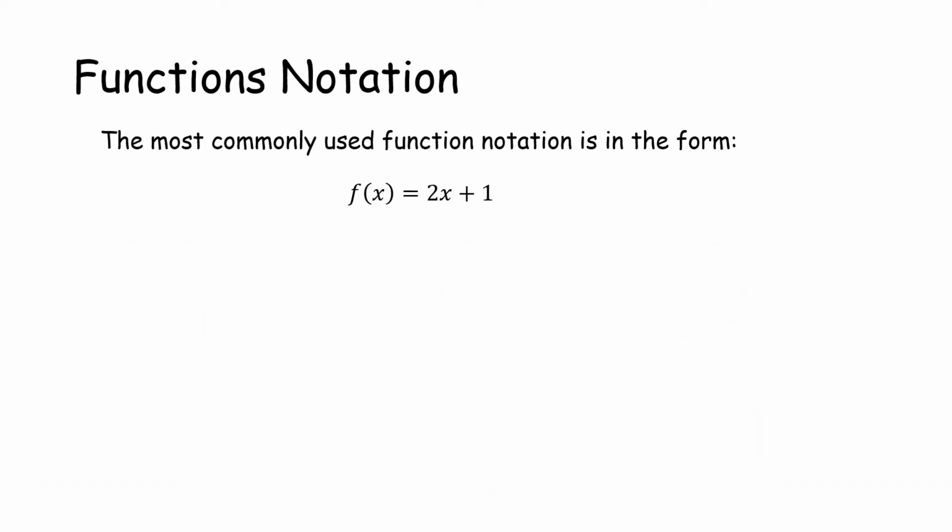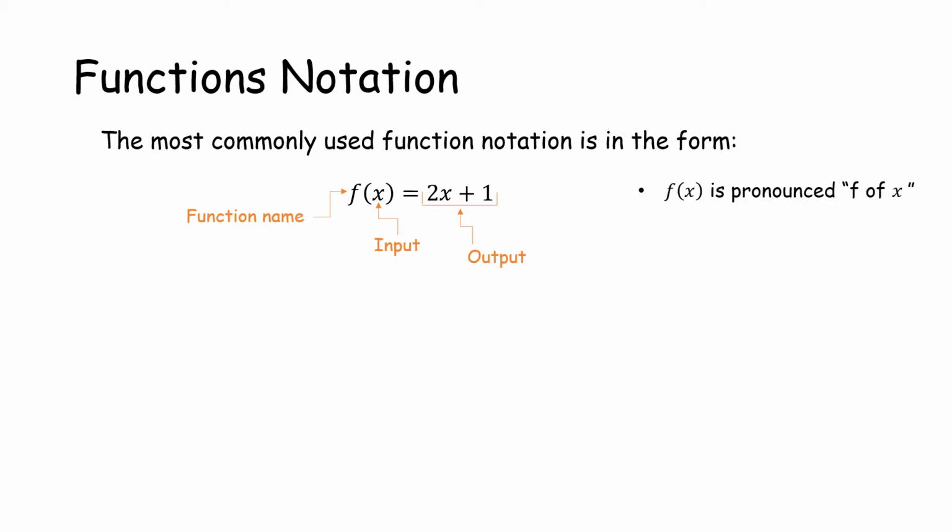Now let's talk a little bit about function notation. The most commonly used function notation is this here. This is pronounced f of x is equal to 2x plus 1. F is the function name. X there is our input, and 2x plus 1 is our output, or the rule for an output. So if I told you x was 1, we could then use that rule to calculate our output.